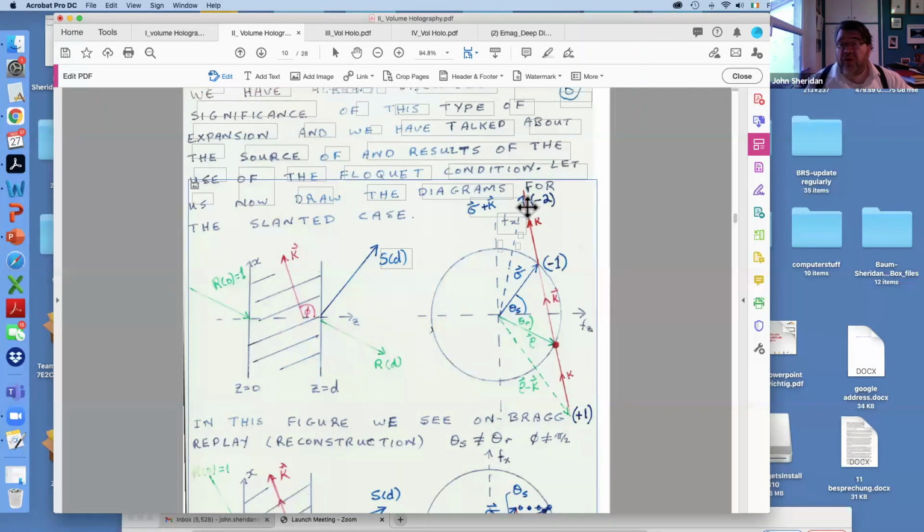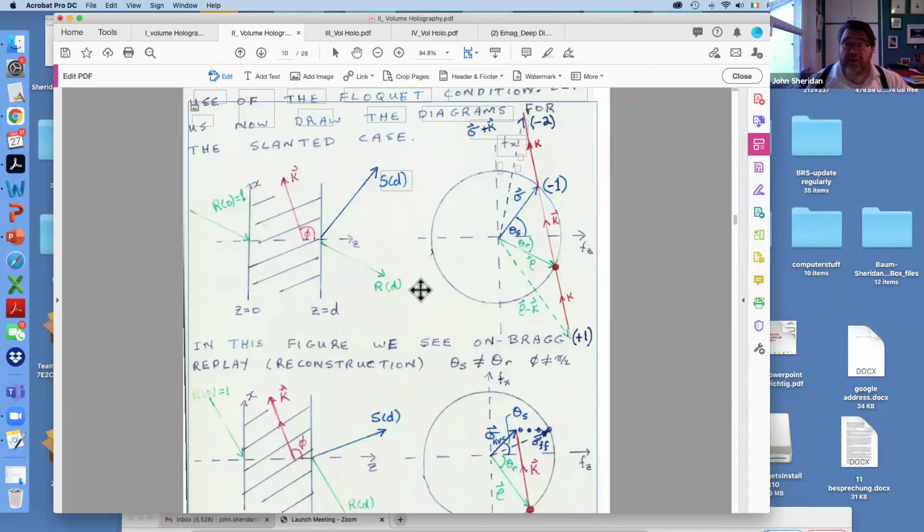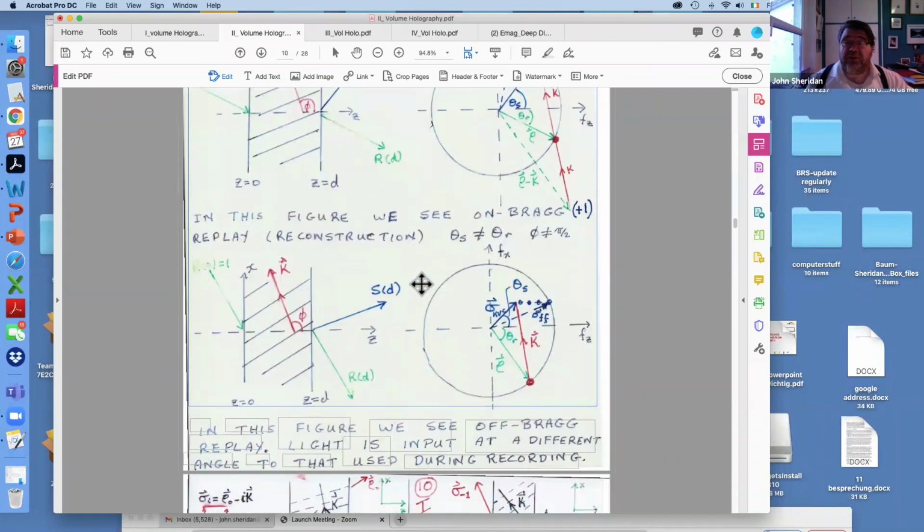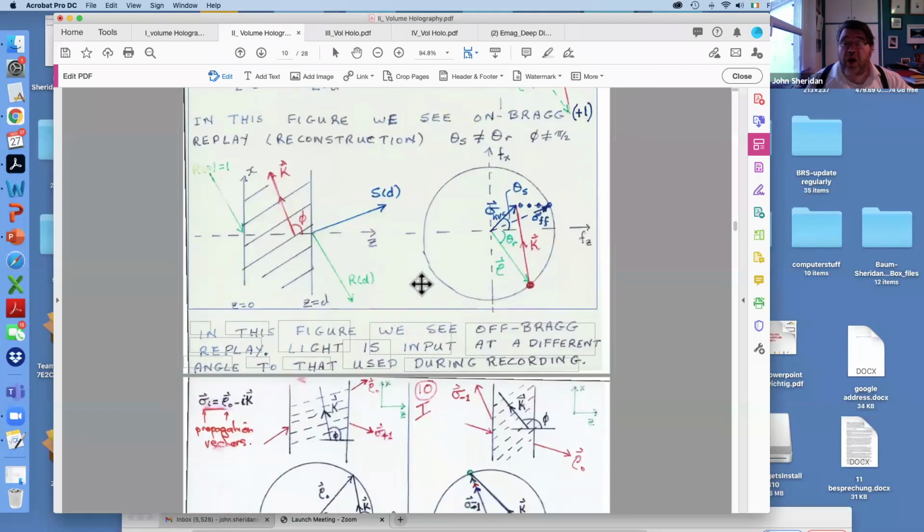And we see these are very, very far off Bragg. We can't simply drop a line here parallel to the kz axis and touch the circle. So these would be the higher orders that we will neglect, that we will assume have very little power in them. In this figure, we see on Bragg, and we can also do off Bragg.